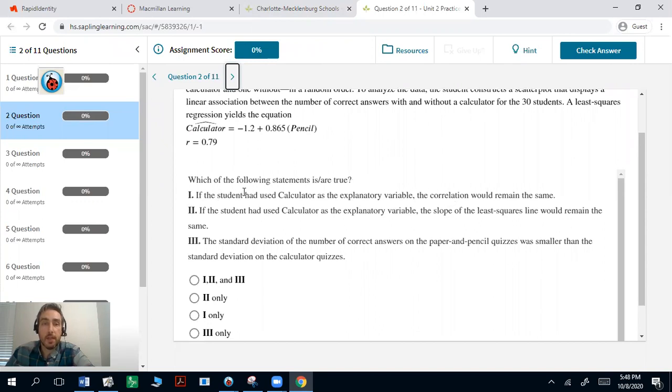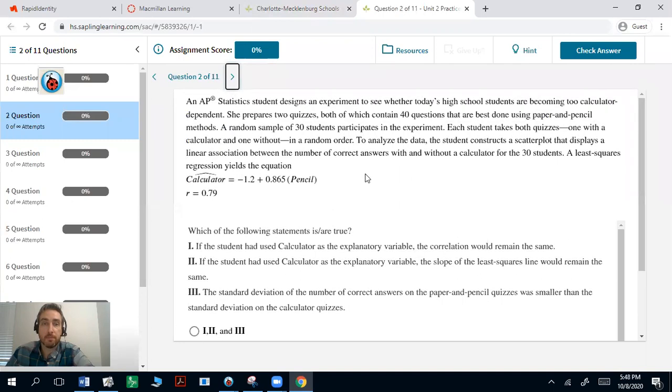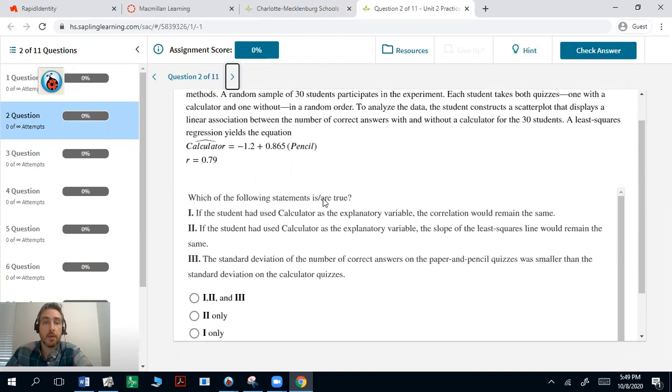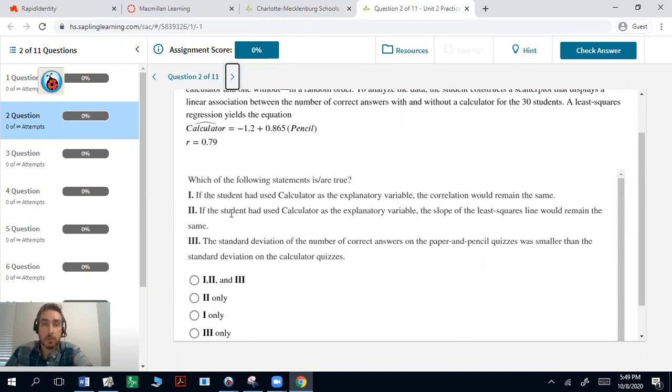Statement 1: if the student had used calculator as an explanatory variable, the correlation would remain the same. So if these were switched, the correlation would stay the same. That is true. Correlation does not care which variable is x or which is y. Statement 2: if the student had used calculator as an explanatory variable, the slope of the least squares regression line would remain the same. That is not true. Slope can change based off of what the x and what the y value is. So we know 1 is true, 2 is not.